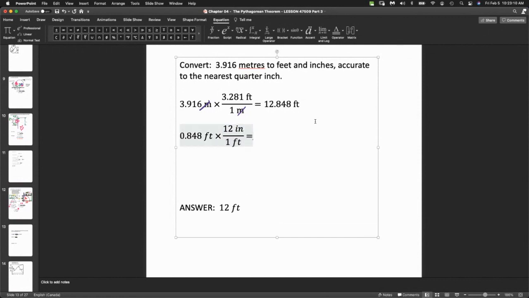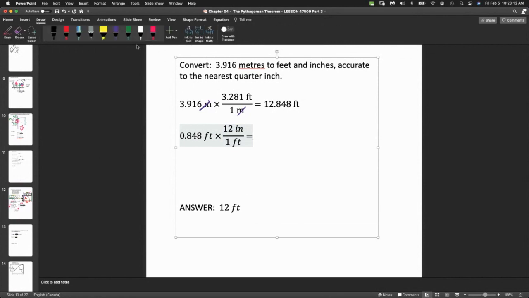I know I might be going slow for some people, but honestly, I want to end this once and for all, so that you don't get worried about this conversion, because it's so badly overlooked. Can someone multiply those, please? What is 0.848 times 12, please?